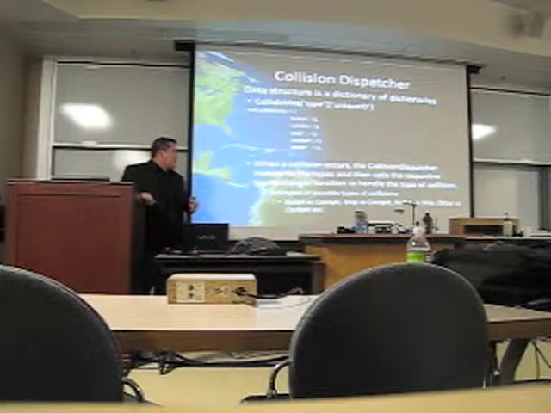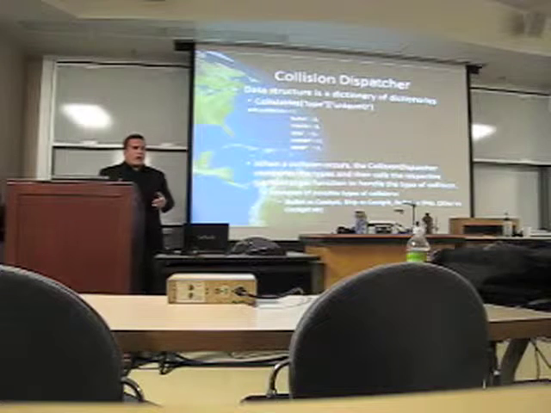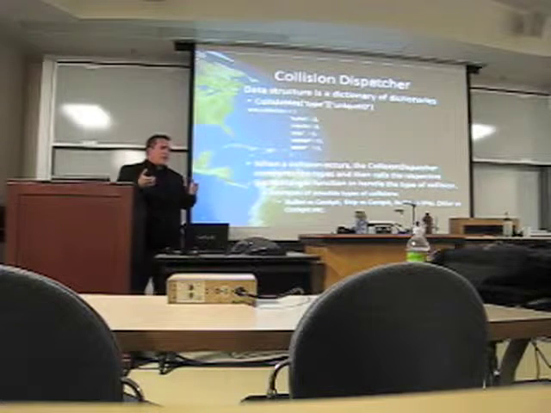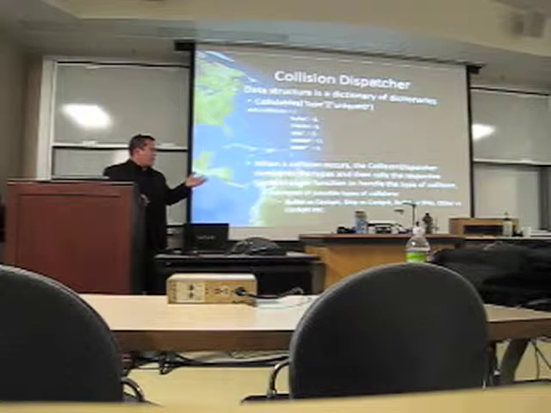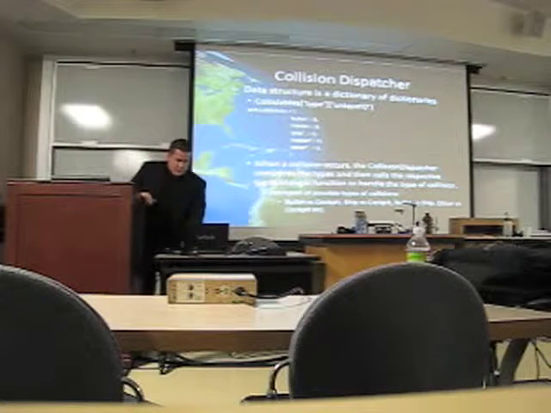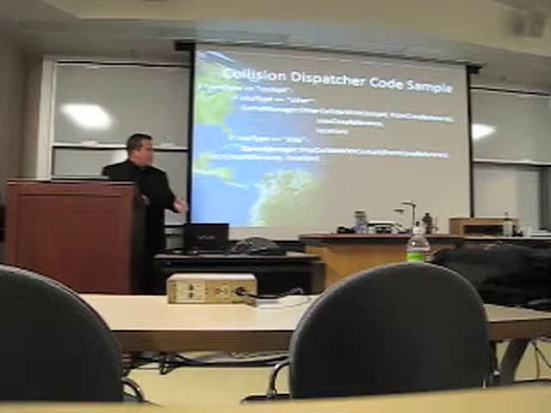When a collision occurs, the collision dispatcher compares the types and then calls the respective functions, because it is important that we handle a bullet colliding with a player, or a missile hitting an AI, or you driving into a comet and your ship blowing up, which is very important. I'm trying to compact this because we're running out of time here. So this is an example of the collision dispatcher code.